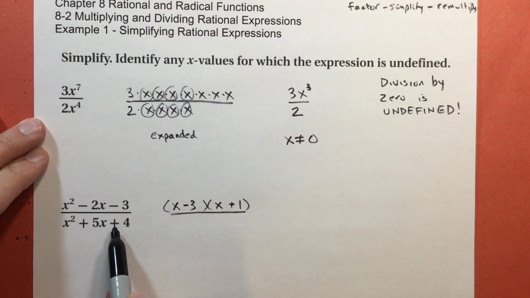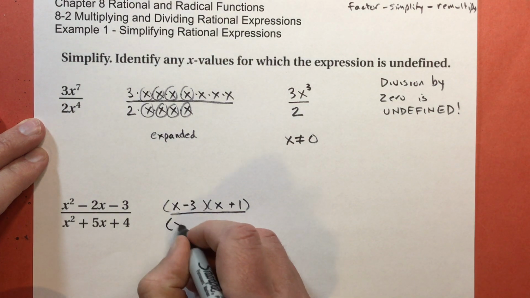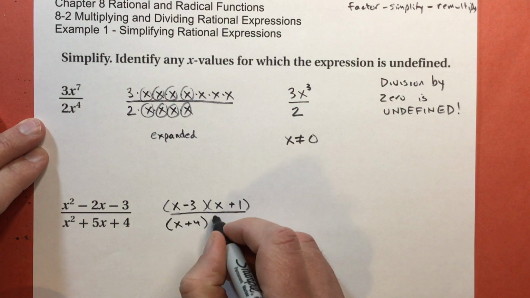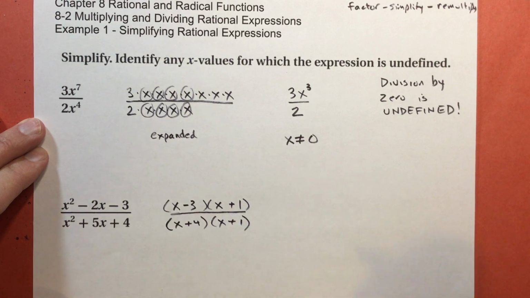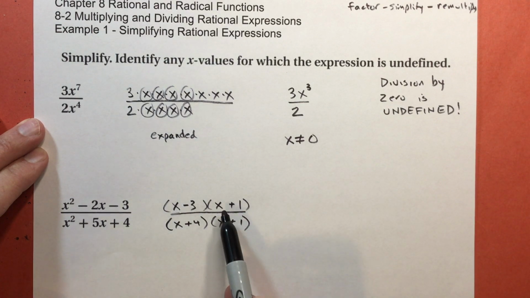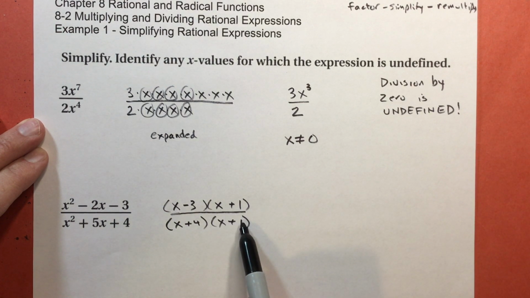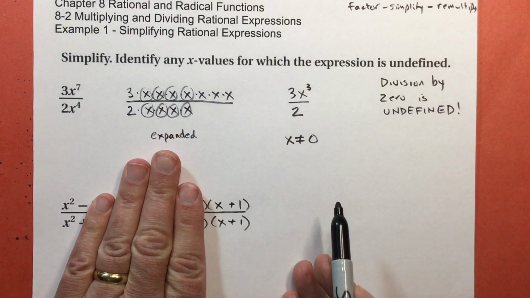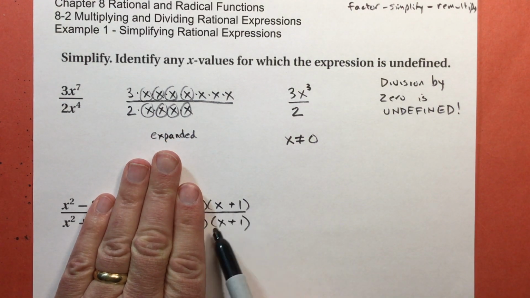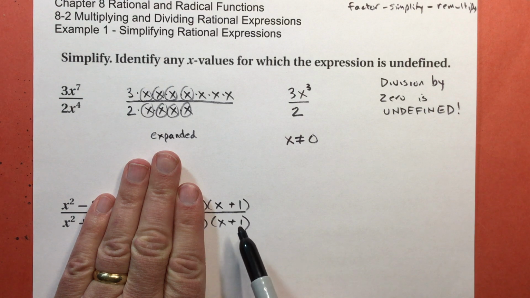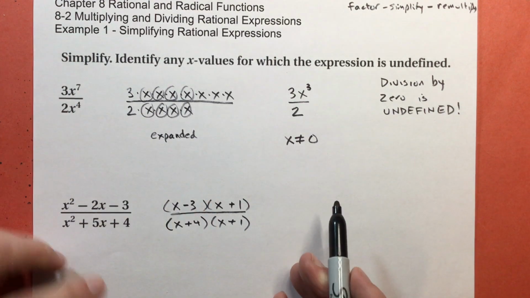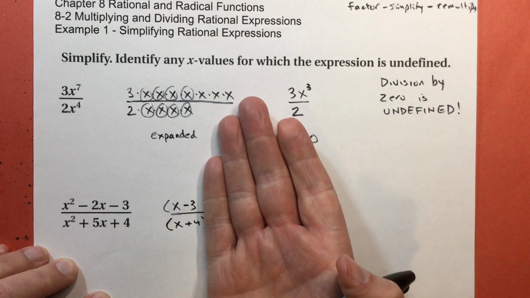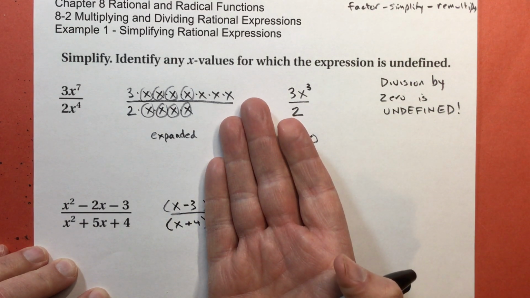X squared plus 5x plus 4, what two numbers multiply to give 4, add to give 5? That's going to be x plus 4 times x plus 1. Now check this out. The x plus 1 and the x plus 1, those are the same. Whatever this is, divided by whatever that is, equals the multiplicative identity, which is 1. So this is going to reduce, cancel, simplify.